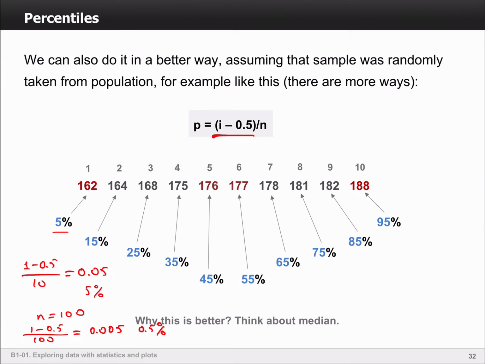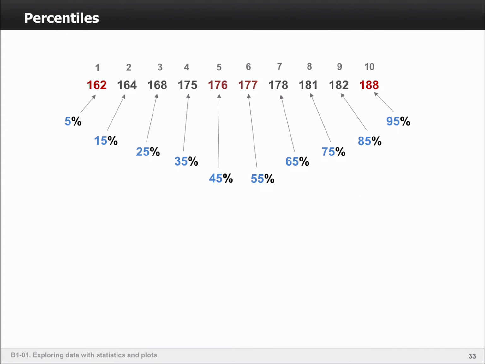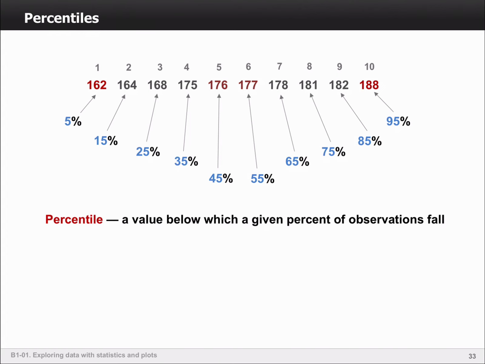And why I like this way is that, for example, the median is the 50th percentile, right? Because 50% of the values should be below the median and 50% of the values should be above the median. And you can think that the median is exactly between 176 and 177, right? So we have percentiles in accordance with the median definition in this case. In reality, it doesn't matter which formula to use, because the difference will be quite small, especially if your sample size is large.